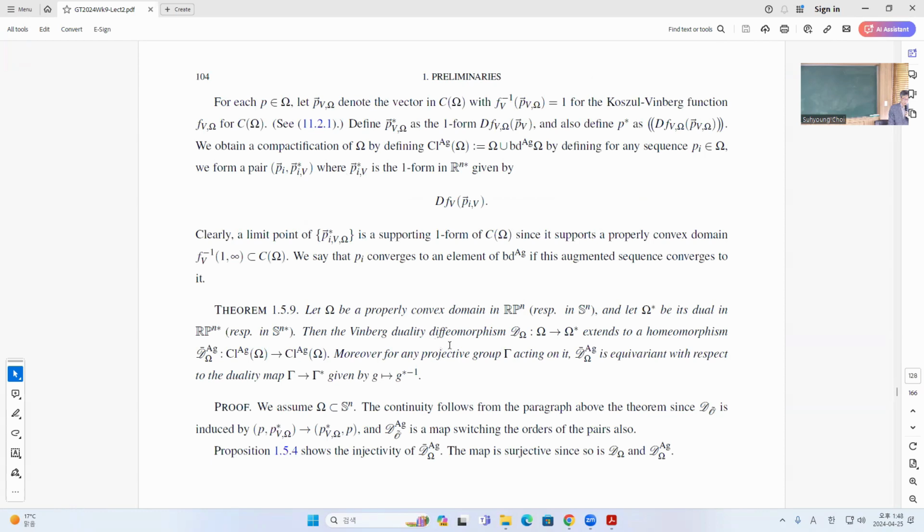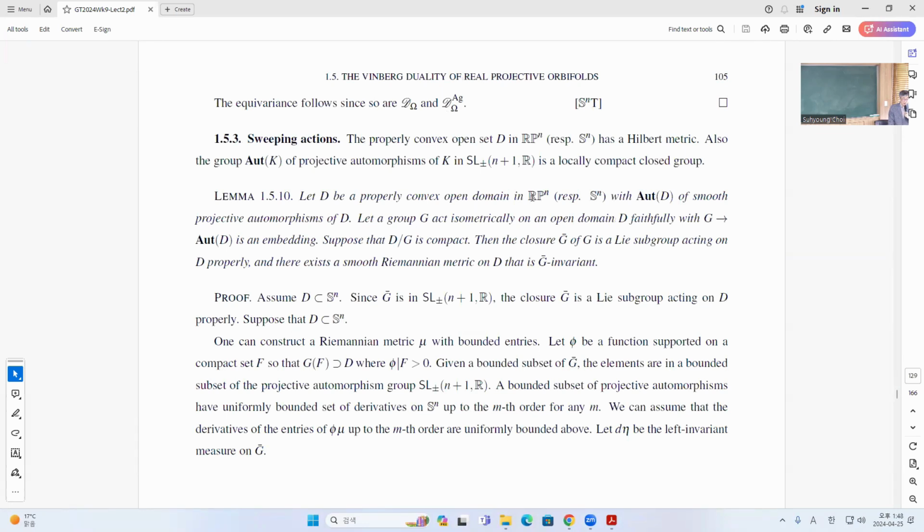Right, so this Vinberg duality diffeomorphism extends to a homeomorphism of the closure. But of course, we don't know it's really a diffeomorphism. Even so, when this is smooth, this is equivariant with respect to this duality map. Okay, that's essentially by switching things here.